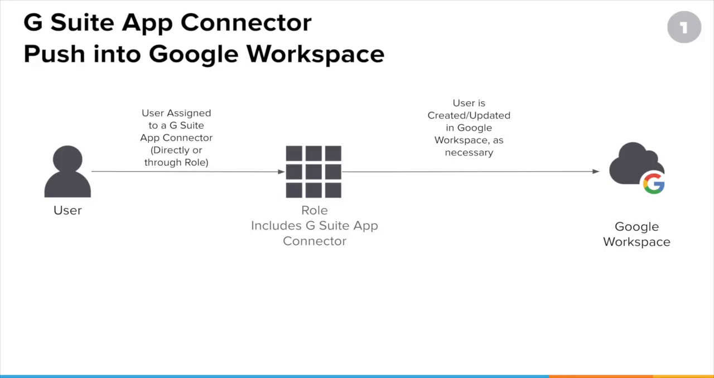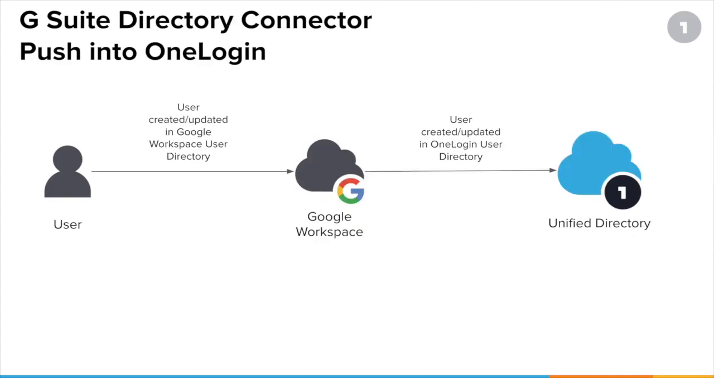So the G Suite App Connector, which is the one that we've been looking at throughout this course, basically can push users into Google Workspace from OneLogin if provisioning is enabled. Of course, it also enables users to log into Google Workspace directly from OneLogin, that SSO part. The G Suite Directory Connector flows user information the other direction, from Google Workspace to OneLogin.